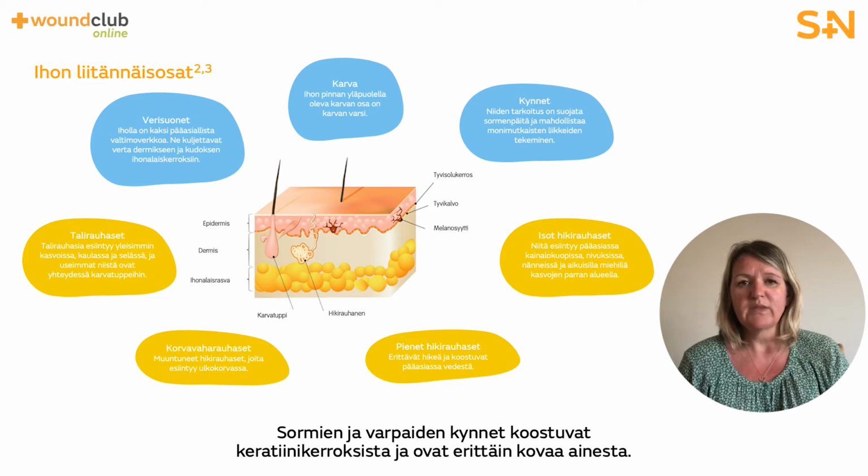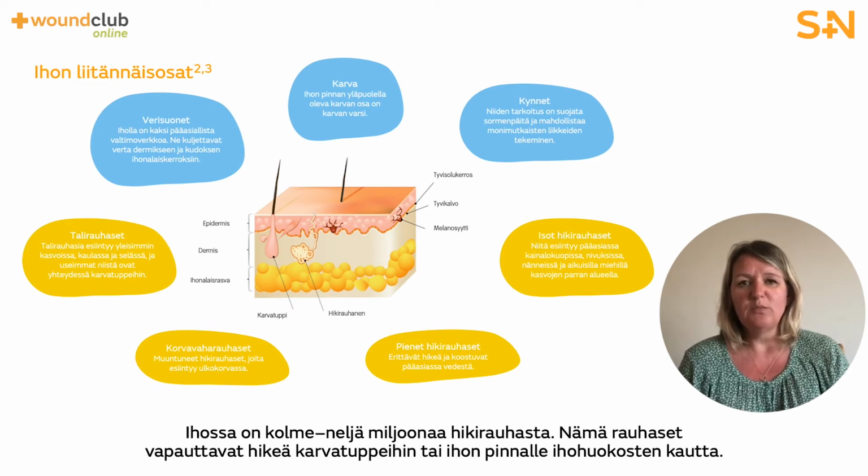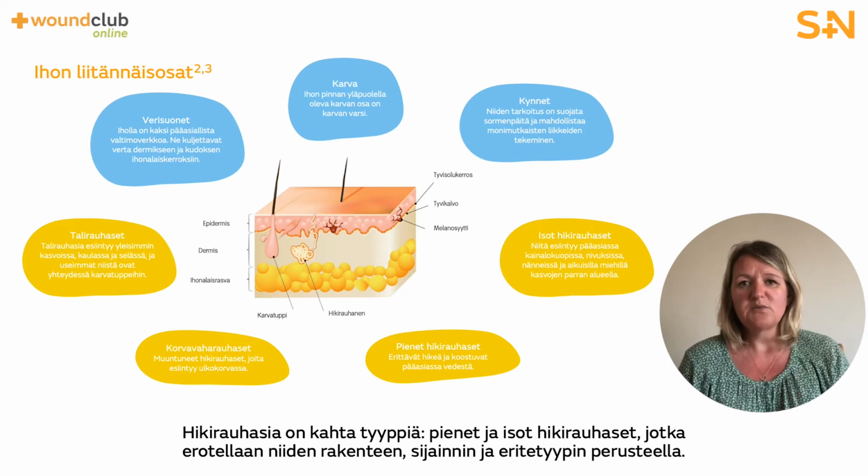The skin contains 3 to 4 million sweat glands. These glands release sweat into hair follicles or onto the skin surface through our pores. There are two types of sweat glands, eccrine glands and apocrine glands, based on their structure, location and type of secretion.